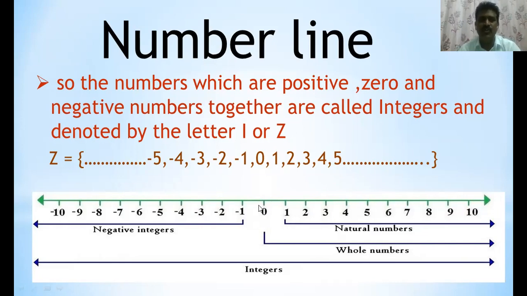Okay, children, do you understand now what is an integer and what are the numbers in the integer set? Yes, in integers, positive numbers are there, negative numbers are there, and also zero is there. 0 is neither positive nor negative. Okay, children? This is about integers. Do you understand? That's good.